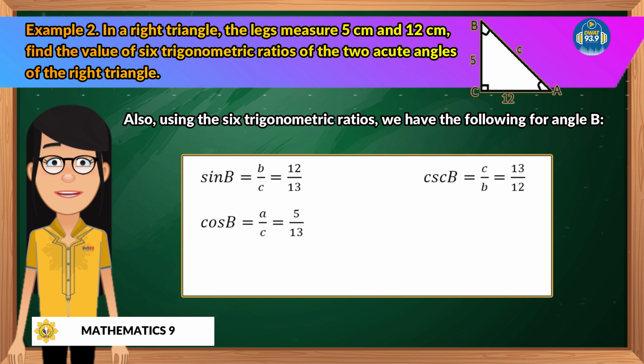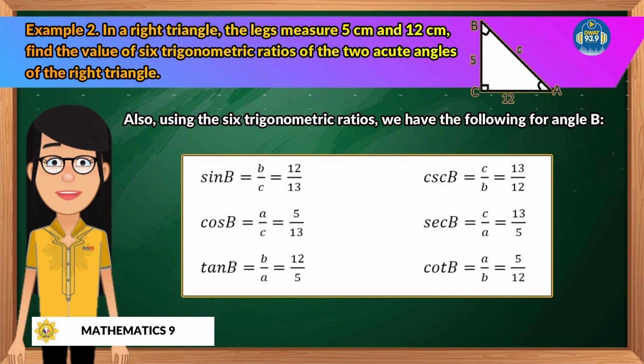For cosine B, we have A over C equals 5 over 13. And for its reciprocal, secant B is equal to C over A, or 13 over 5. For tangent B, we have B over A equals 12 over 5. And its reciprocal, cotangent B, is equal to A over B, or 5 over 12.